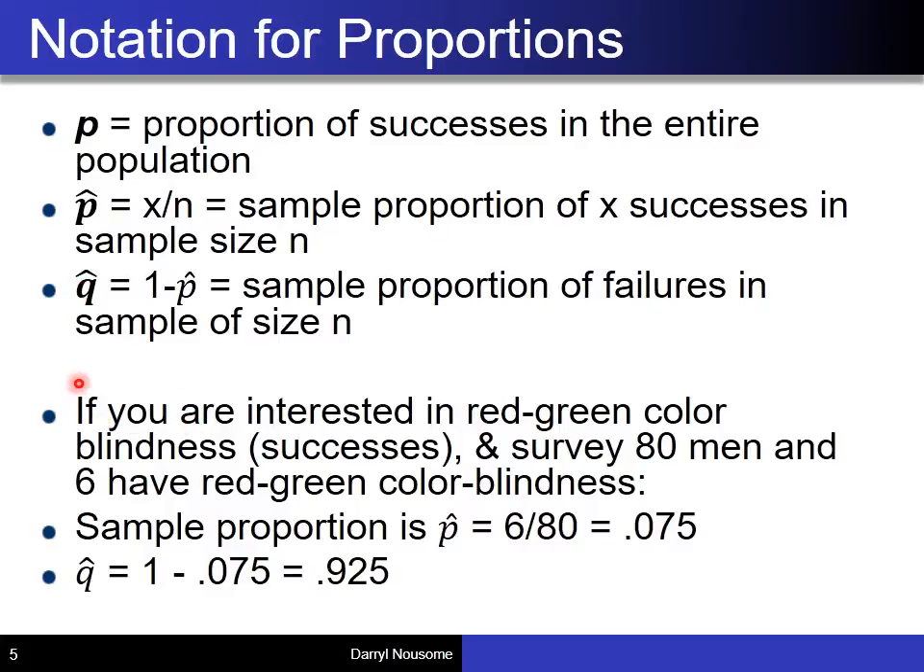So specifically, let's give an example. If you're interested in red-green color blindness in terms of successes, right, we're saying how many of those are true, and we survey 80 men, and only 6 of them have red-green color blindness, right? Our sample proportion, the number of men in our sample, is 6 over 80, and that's 7.5%. Whereas q hat, or the complement, is 1 minus 0.075, so 92.5% of men do not have red-green color blindness.